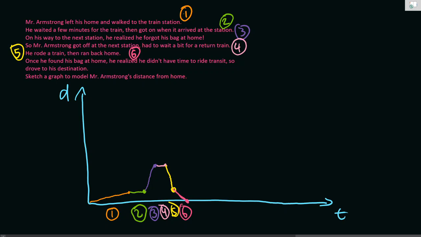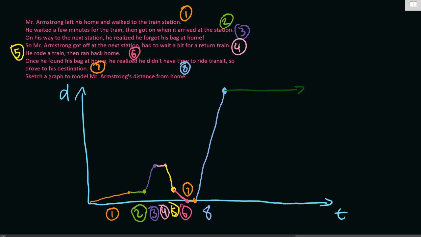Okay, now it takes me a little while to find my bag, probably not that long. Once he found his bag at home, so that's finding my bag at home. So here we go, there's 7. And then I drive to my destination. Now driving's probably about as fast as a train, I would think. So I'm going to sort of match the steepness of this graph, going all the way to my destination. Let's say my destination is here, and that is interval 8. Okay, and then presumably I'm at my destination for a while. I don't know what I'm doing there, but I guess I'm staying for a while.